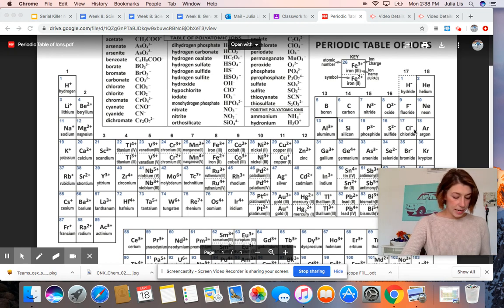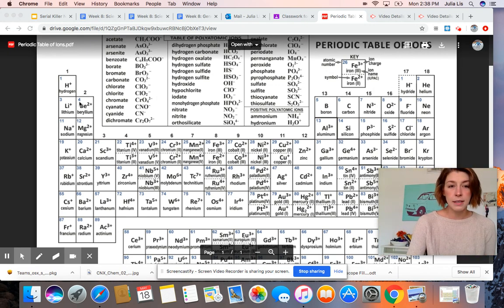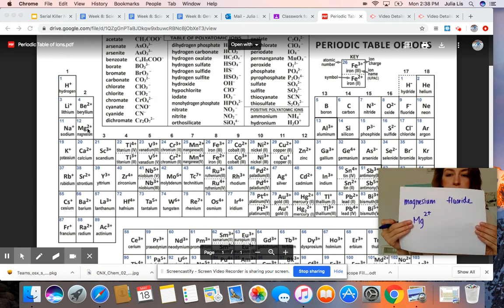If I gave you the name and I want the formula, you have magnesium and fluoride. You're going to find magnesium on your periodic table. So magnesium is in group number 2, family number 2, number 12. It is Mg, that's the symbol, 2+. So this means that magnesium really wants to give up 2 electrons, and it's going to be looking for someone that's willing to accept 2. Okay? So I have Mg2+, and then I have to find fluorine.